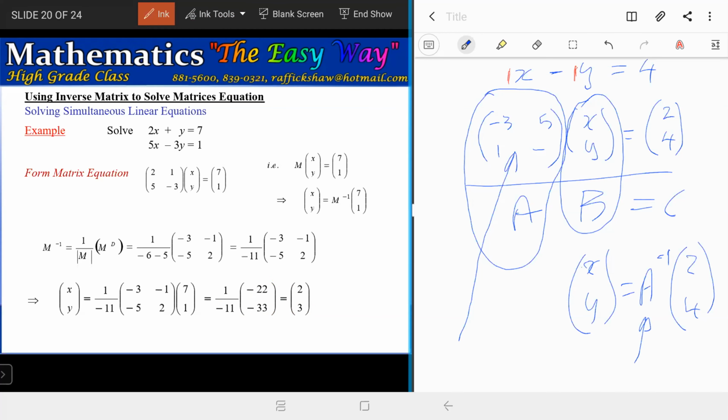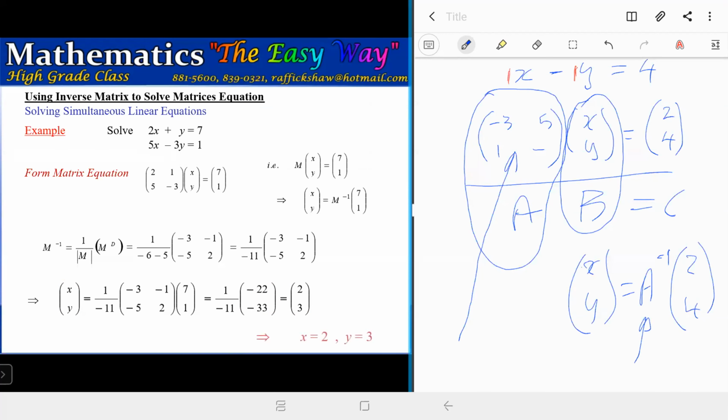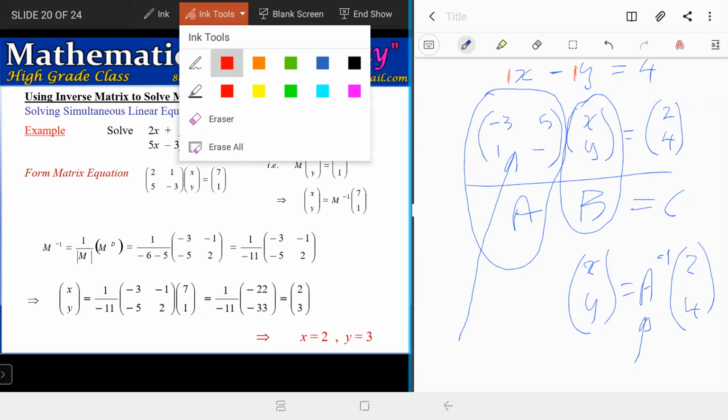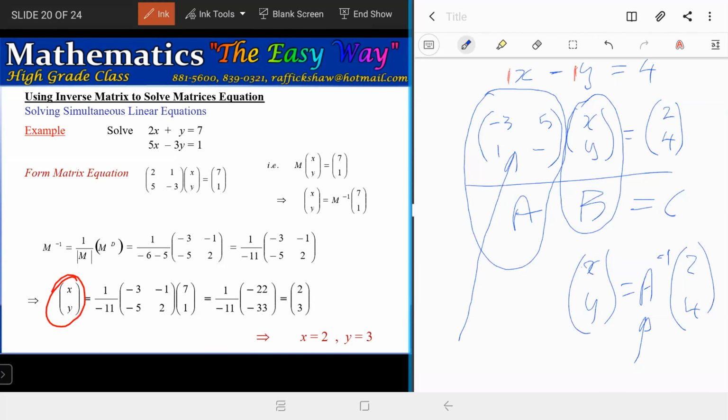So what it means, therefore, is that this matrix equals this matrix. And therefore, x equals 2 and y equals 3. And they normally write that, because the question usually asks for the values of x and y. X equals 2, y equals 3. So don't leave this matrix equation as the answer, guys. You have to write out the values as the answer, because that's what you're trying to find: the value of x and the value of y.